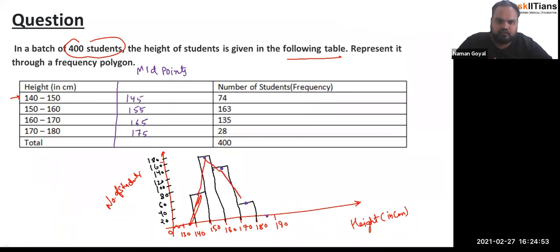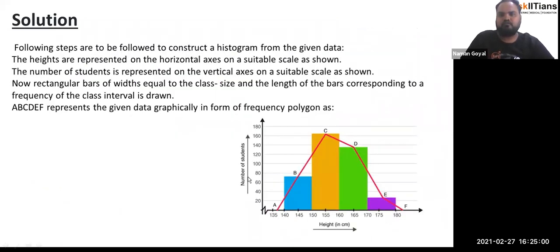So we got this graph. If you use proper scaling, then you can get a proper graph. Let me show you how a proper graph looks. If you see, these are the following steps. In the paper, you have to write down the steps also. So that's why I'm going to tell you how we draw this graph.